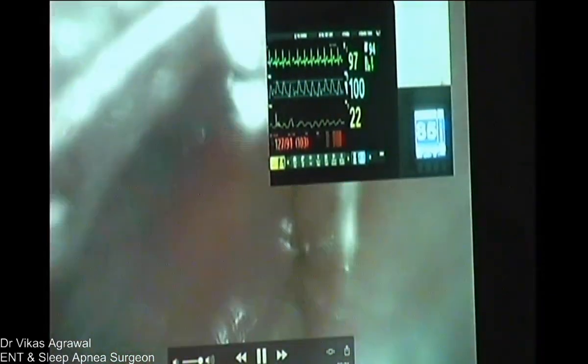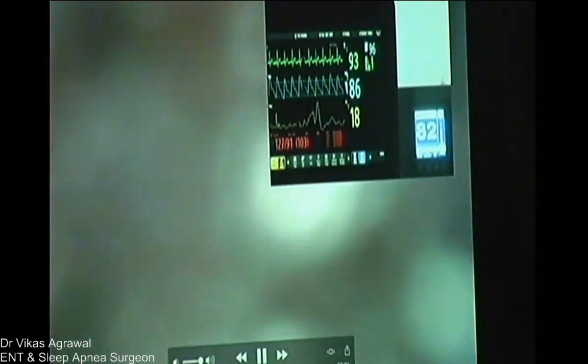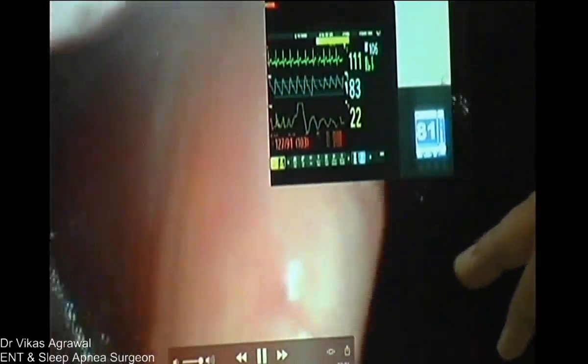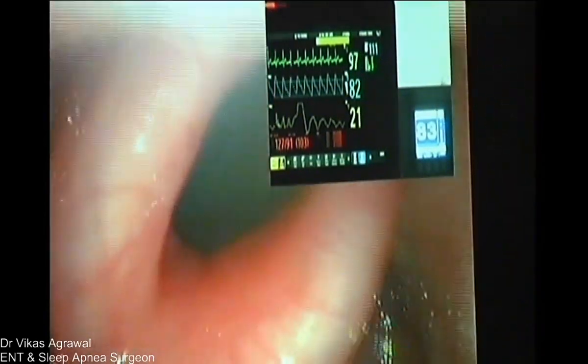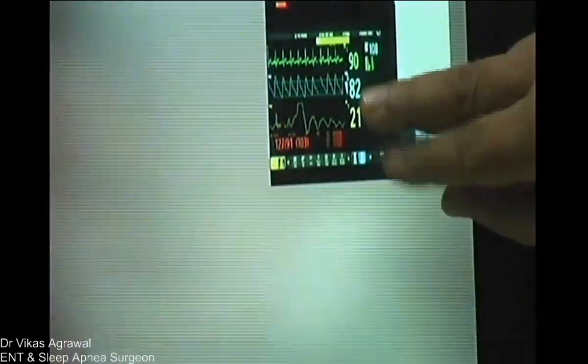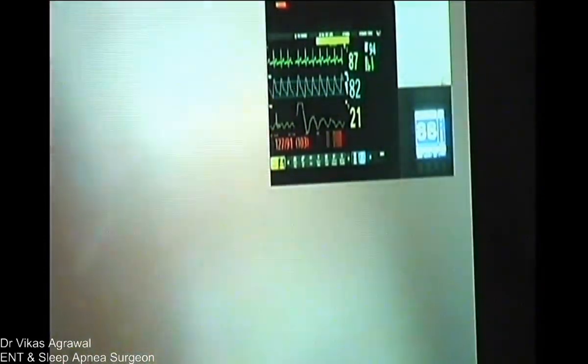Now see, even when the palate is opened, we can still see that the tongue base is not collapsing. Now this patient we have operated, he was from Patna and BMI was around 35 and very high AHI, but you see he has just an epiglottic collapse. Even after keeping the palate open, his epiglottis is collapsing like an omega. But we did only palatal surgery and he is doing extremely well.